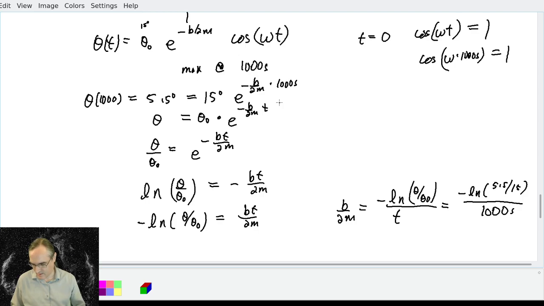Alright. And it looks like we get b over 2m is equal to 1.00 times 10 to the minus 3 inverse seconds. And yep, 1.00. Alright.